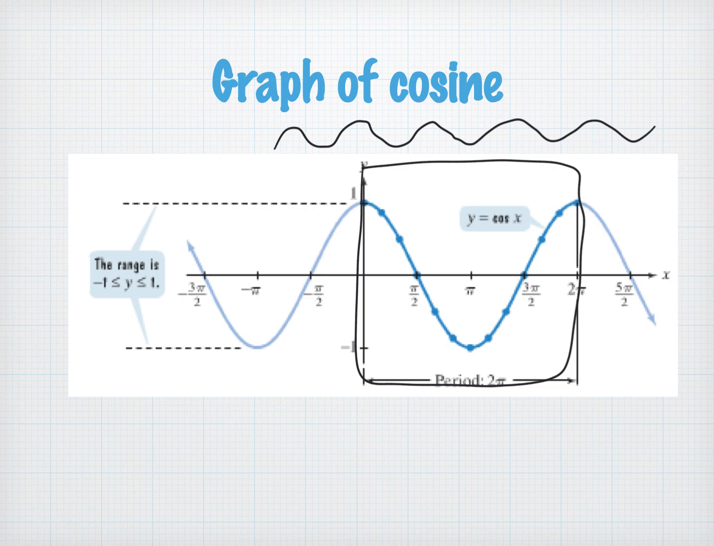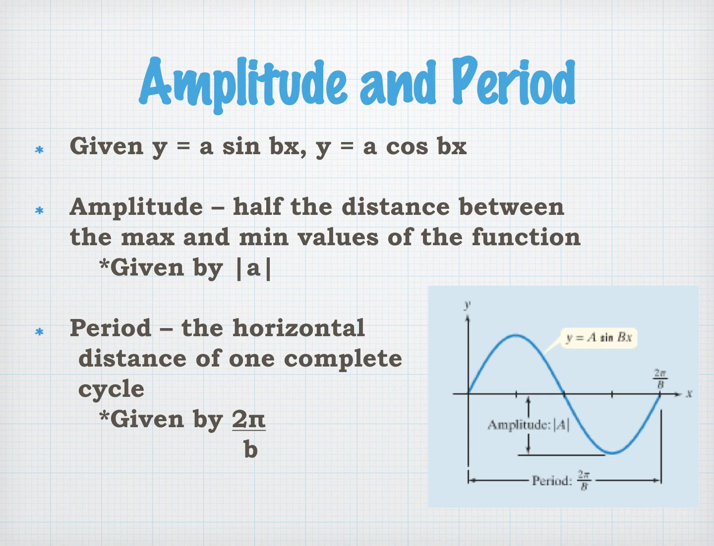A cosine cycle starts at the top, goes to the very bottom, and then ends back on top. Then you take that shape and repeat it over and over again. The graph of sine starts in the middle, goes up, then all the way down, and then ends back in the middle. So this is a cycle of cosine, and this is a cycle of sine.